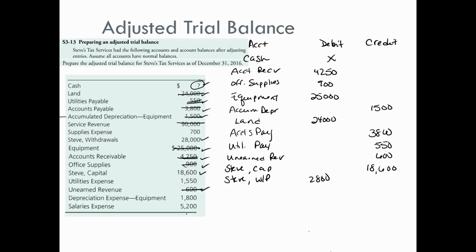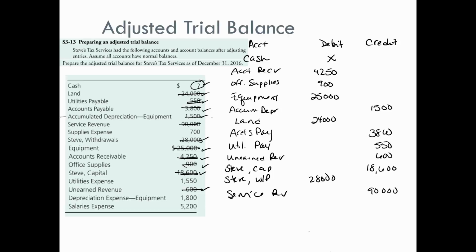Then we'll have our revenue, which is service. Oops, I think I crossed that off and I shouldn't have. Who did I give that to? Oh, I guess I'm good. Here's the withdrawals, 28,000, and the capital is 18,600. Okay, I think I'm just crossing the wrong things off. Then I've got service revenue. Revenue always has a credit balance, so that's 90,000 over here.